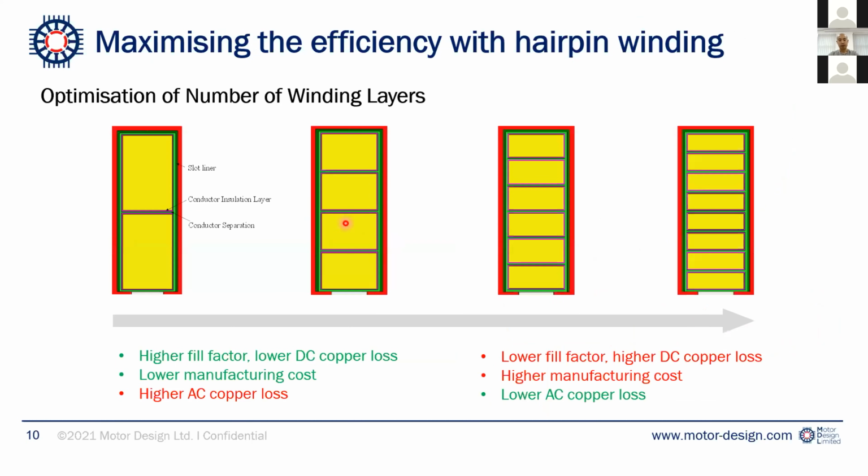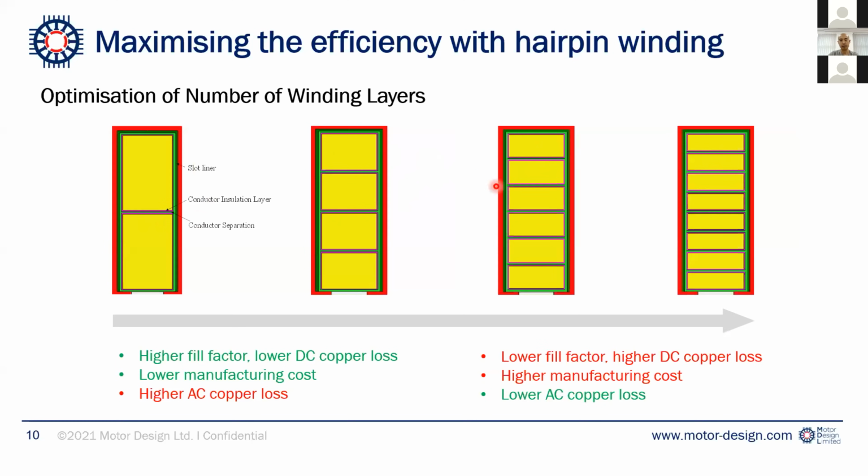And after modeling this electric motor, here we come across a problem. So how to optimize the electrical machine to achieve higher efficiency by using the hairpin winding? Basically, we can optimize the number of winding layers. So we can use 2 layers of winding, or 4 layers, 6 layers, or 8 layers.